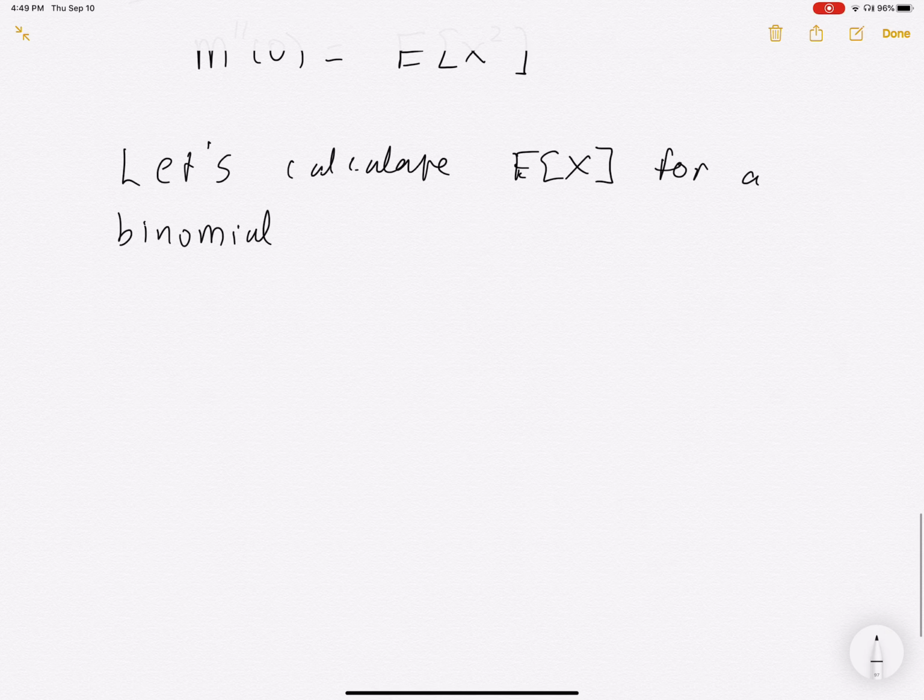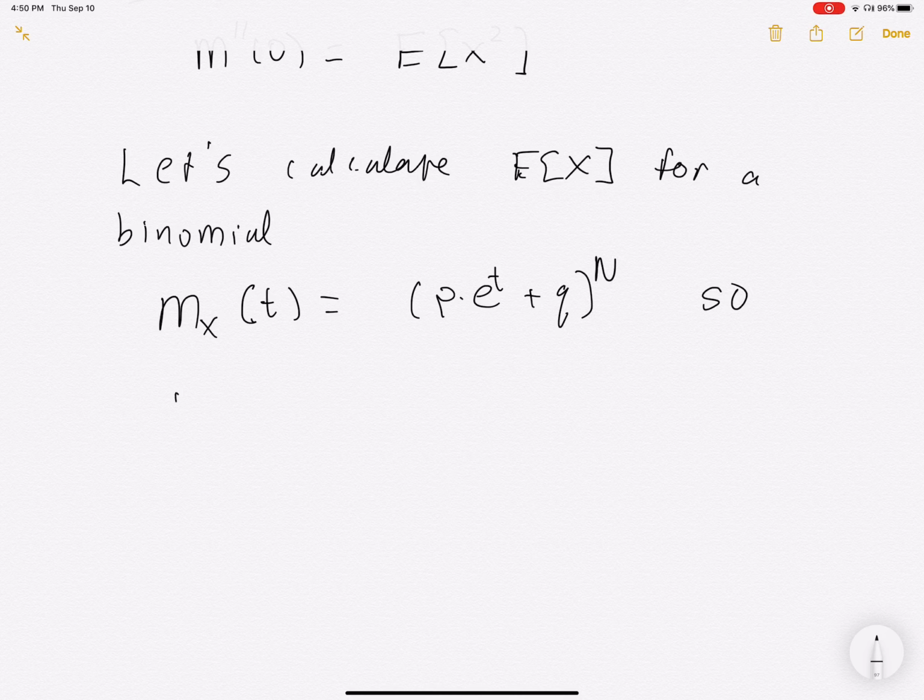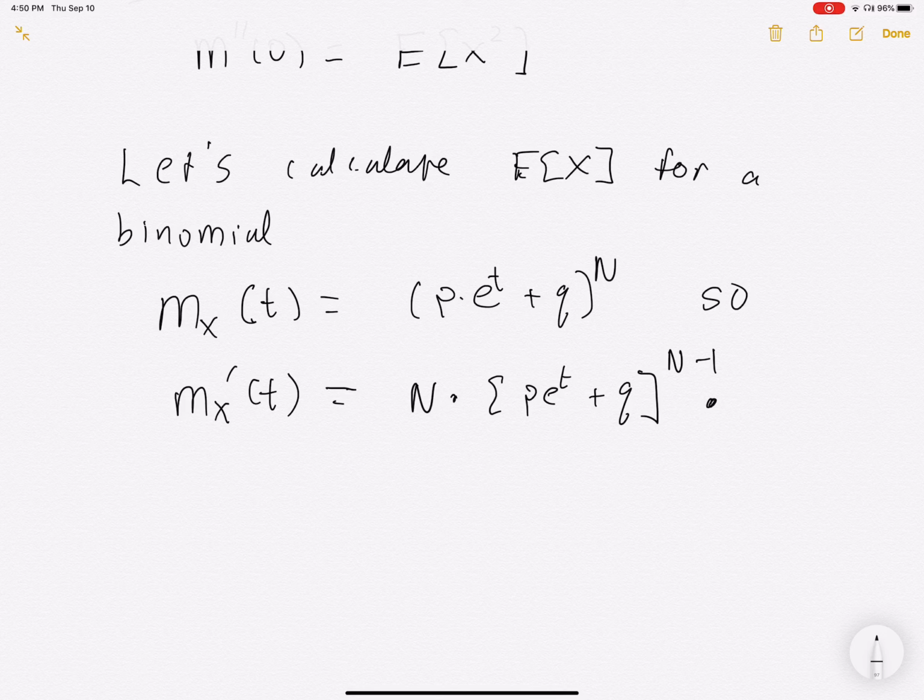Okay, and if we calculate E of X for a binomial, we're going to start with M_X of t equal to (p e^t + q)^n. So M_X prime of t, let's take its derivative. Bring down the exponent, we'll get n times (p e^t + q)^(n-1). Now we multiply by the derivative of what's inside. The derivative of e^t is e^t, so we're going to get p times e^t, and q goes away because it's a constant.